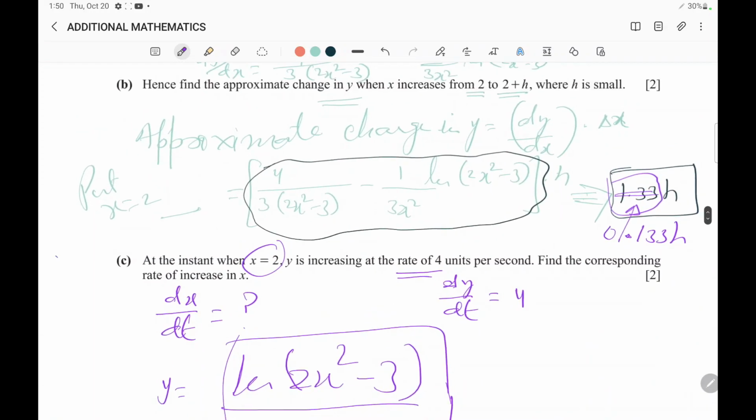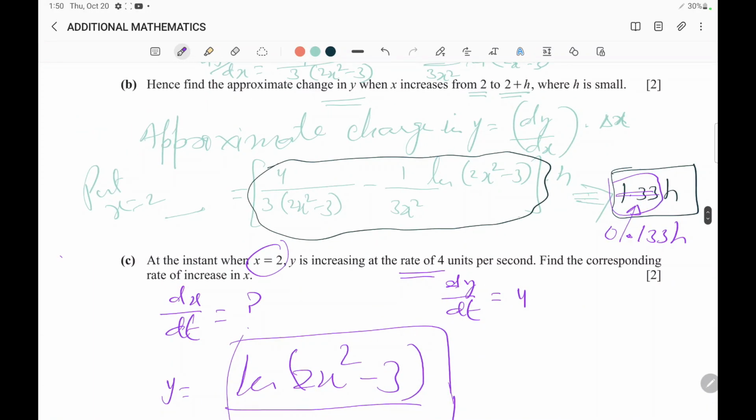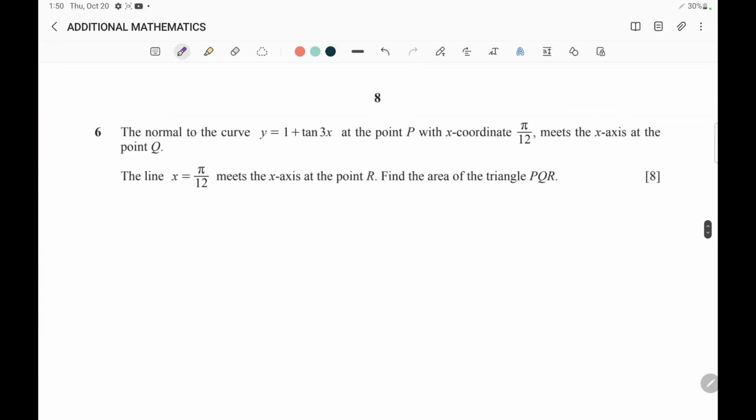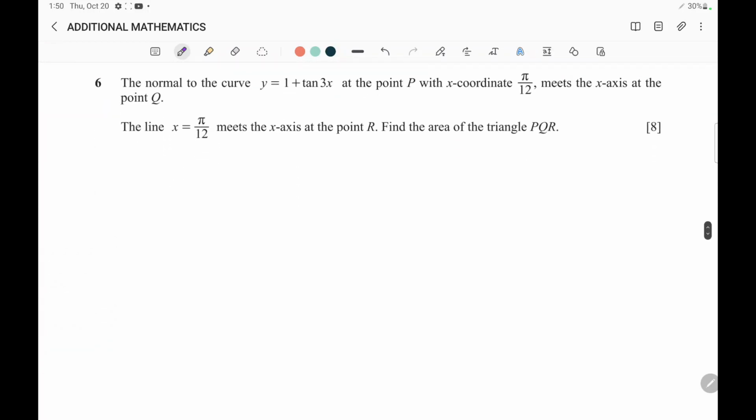So I hope you understood. We just need to check this part. If you put x equals 2 here, you will get 0.133.